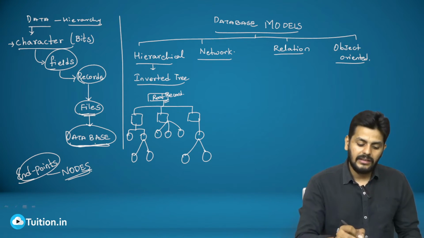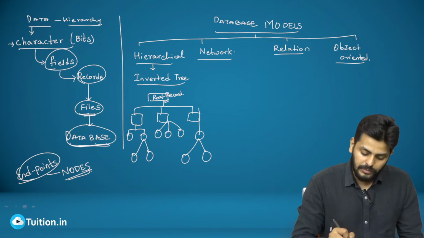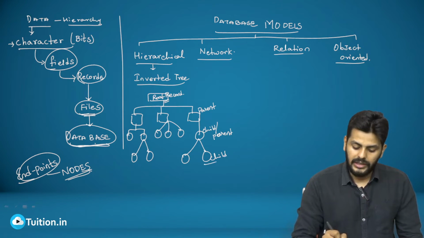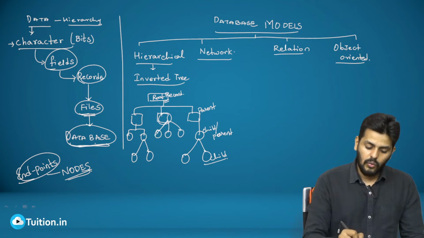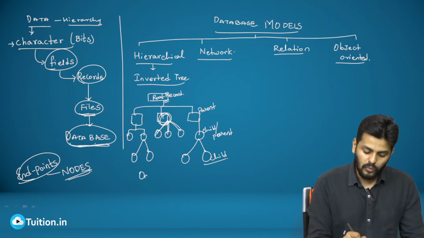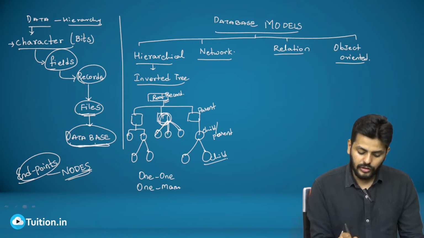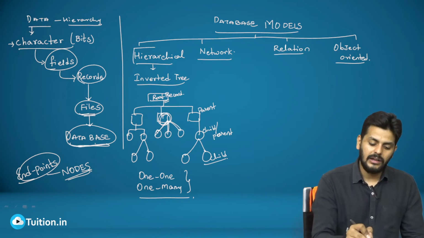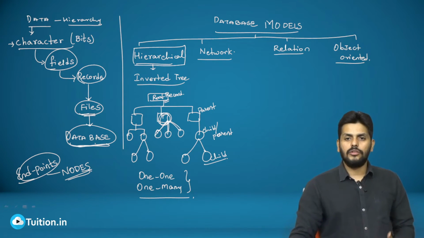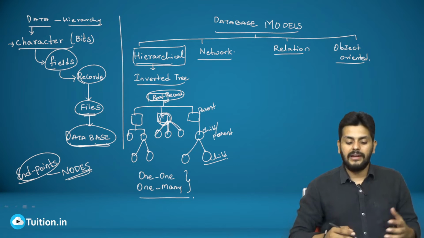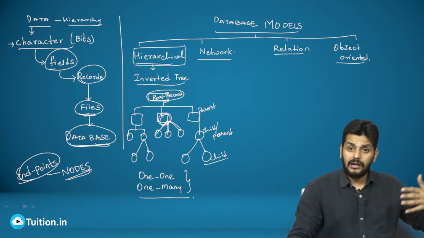The entire thing in hierarchical model works like a parent-child relationship. This is called the parent record, while this is called the child record. Also this child record becomes a parent record for these child records. So the entire thing goes by 1 to 1 and 1 to many relationships. These are the relationships that are established in a hierarchical model. It's a very simple model. It follows an inverted tree pattern and starts with a root record, and then it expands into branches, and the branches go on extending.